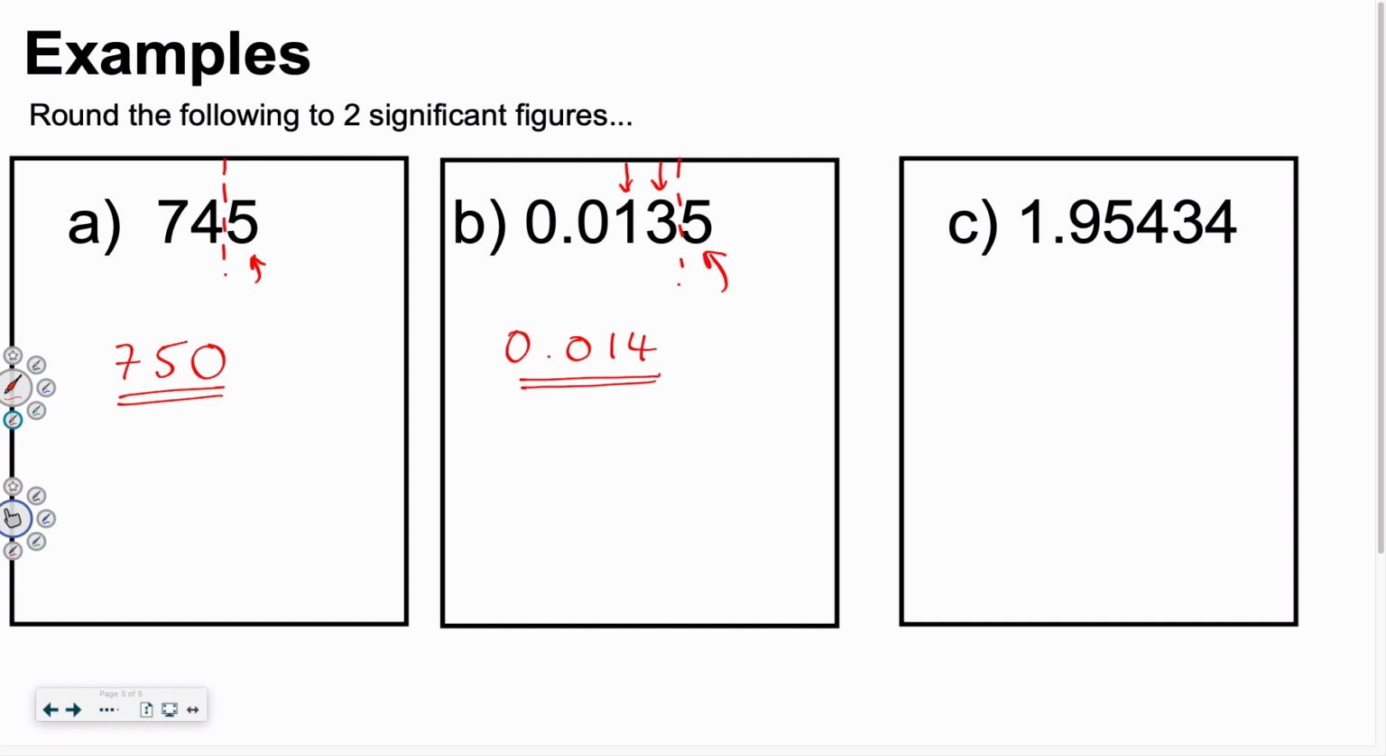Part C, we've got 1.95434. So here we're going to start at 1 because that's our first non-zero digit. So 1, 2, looking at drawing our line and looking at the number after the line, this 5 is going to round the 9 up to 10. So it's actually going to become 2.0. Because when we round this 1.9 up, that becomes 2, and we're going to have the point 0, so that counts as our two significant figures. And that's our answer for C.